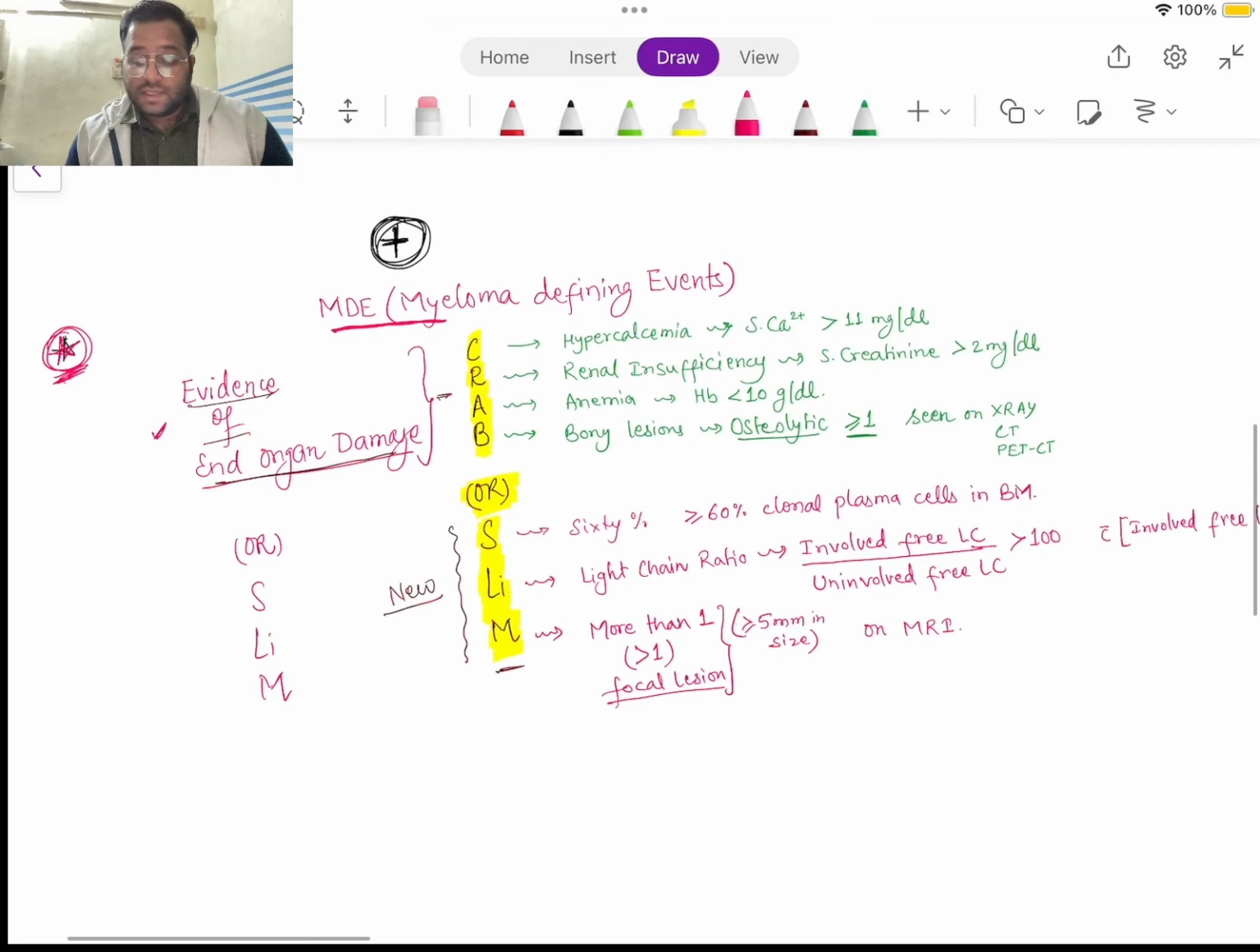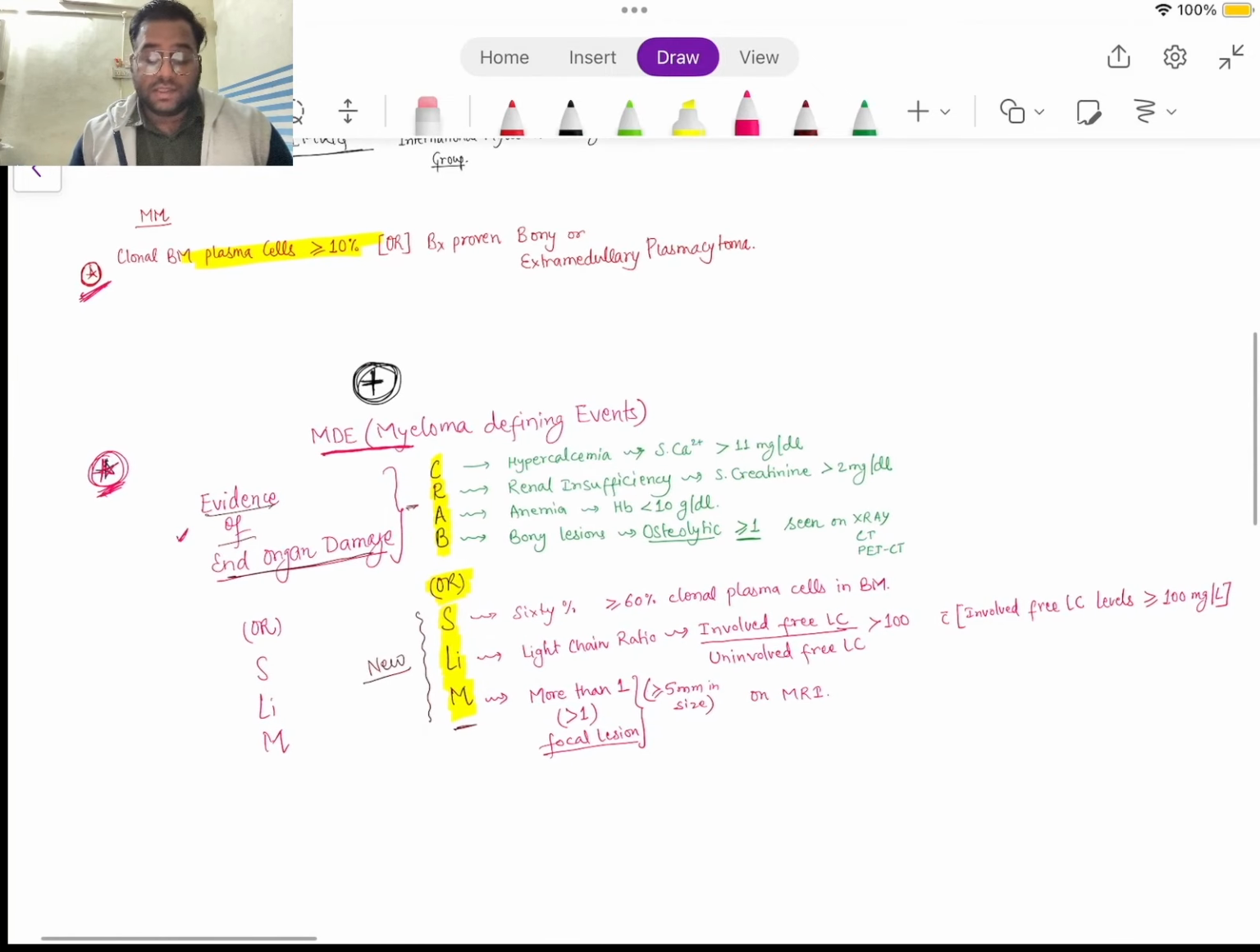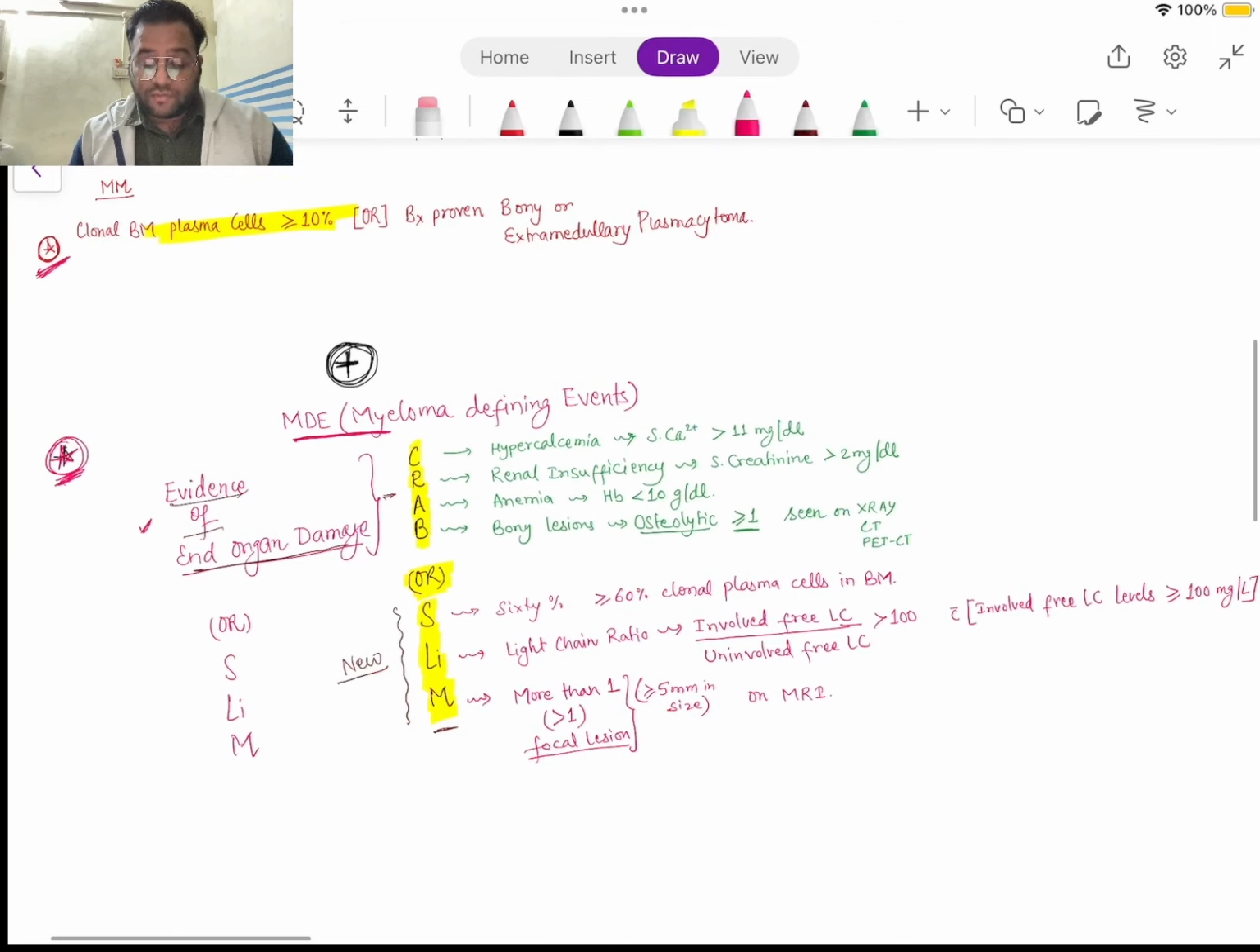Okay, this is a must-know criteria that is always asked in the exams. So don't forget this.